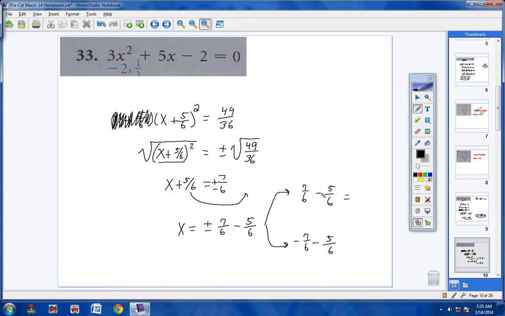7 minus 5 is 2. That's 2/6, which reduces to 1/3. There's one answer. Negative 7 minus 5 would be negative 12 over 6, which reduces to negative 2.